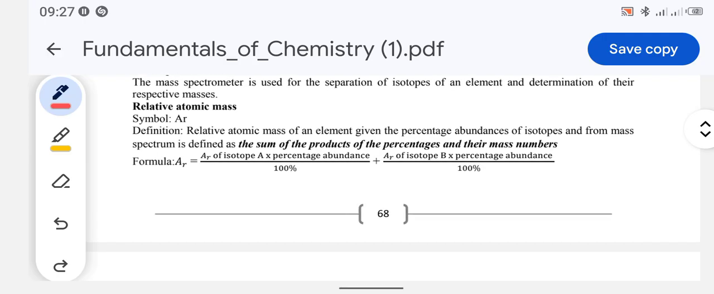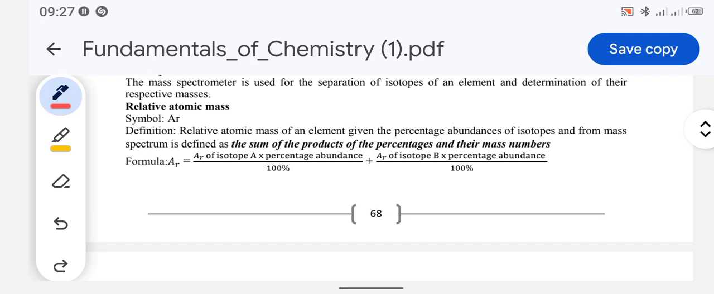Alright, so another concept we need to learn is how to calculate the relative atomic mass. So we need to know what the relative atomic mass is. The relative atomic mass of an element, given the percentage abundance of isotopes from a mass spectrum, is defined as the sum of products of the percentages and their mass numbers. This is a perfect definition.